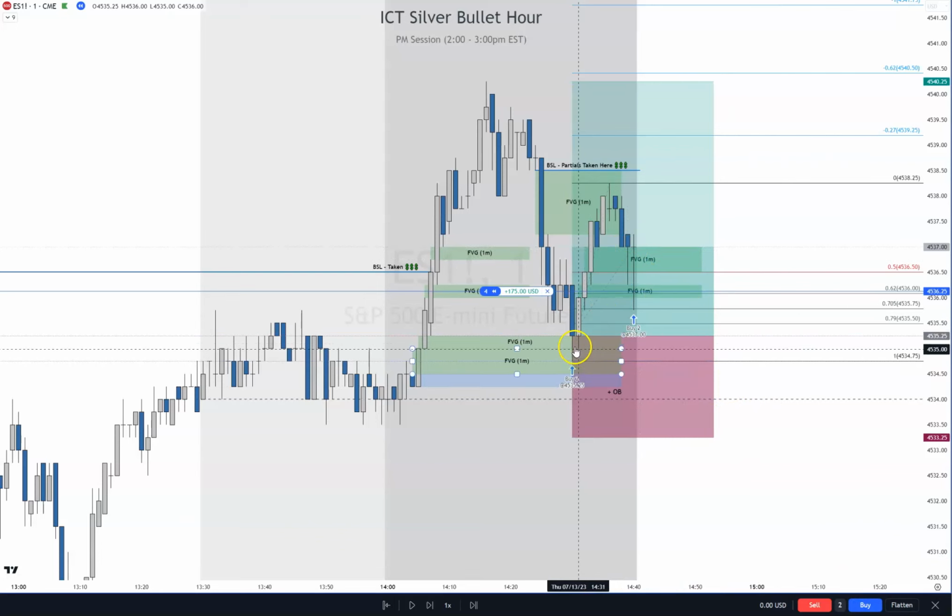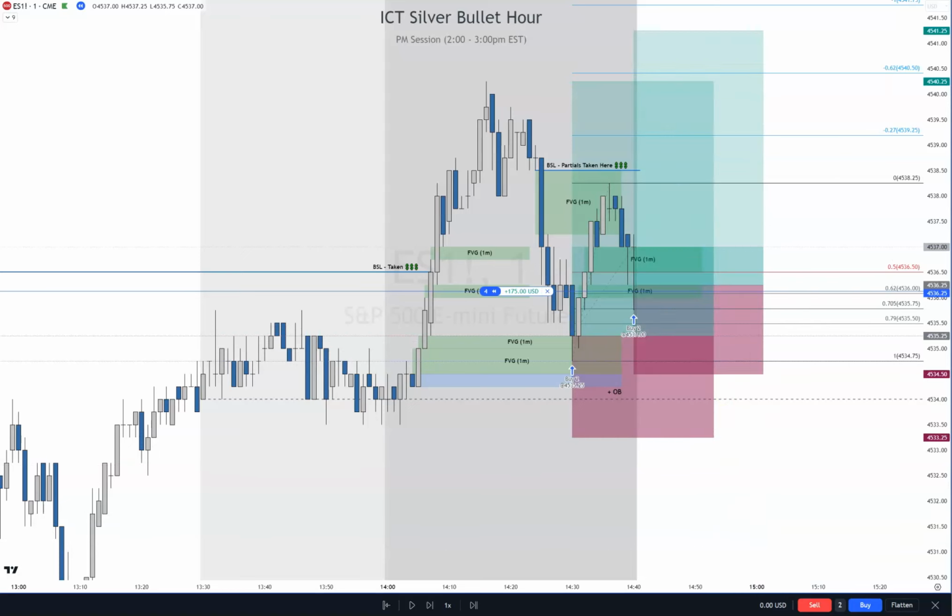Technically I bought right here, but my other one was here, so that's why I moved it up there. So we'll see how that goes. Let's put another one in here, put a position in. Would have got in right there, aiming for 5.